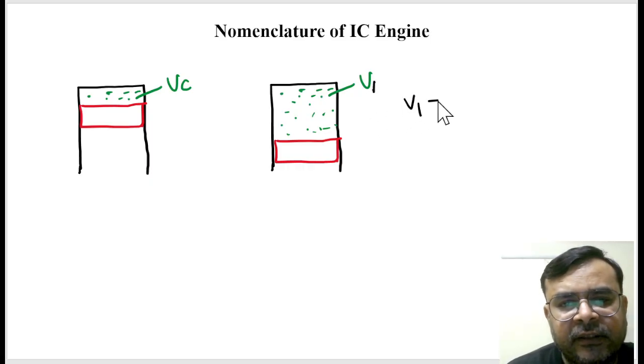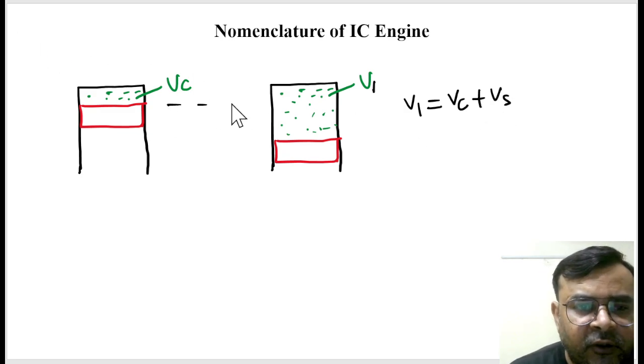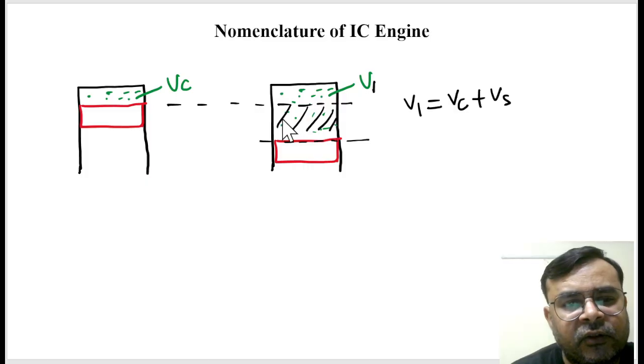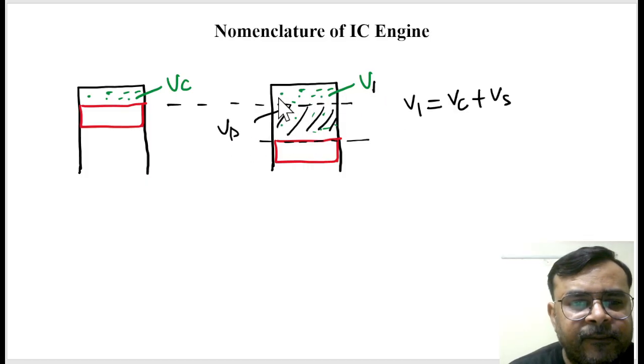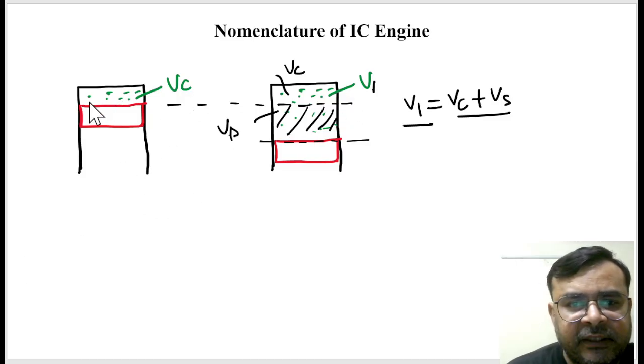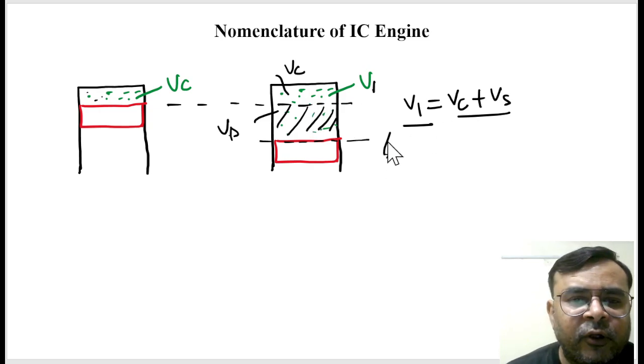So this V1 is nothing but Vc plus Vs, and which one is Vs? If I draw a reference line from here and one reference line from here, this volume is called the swept volume, and this volume is called Vc. So Vs plus Vc, their sum, is equal to the total volume V1. Is it right? So don't be confused with this. Vc is the clearance volume, Vs is the swept volume, and V1 is the total volume.